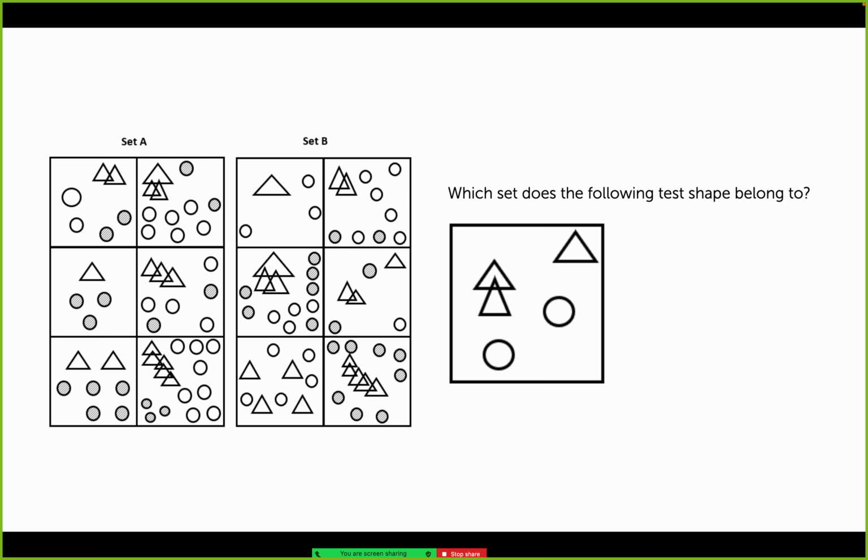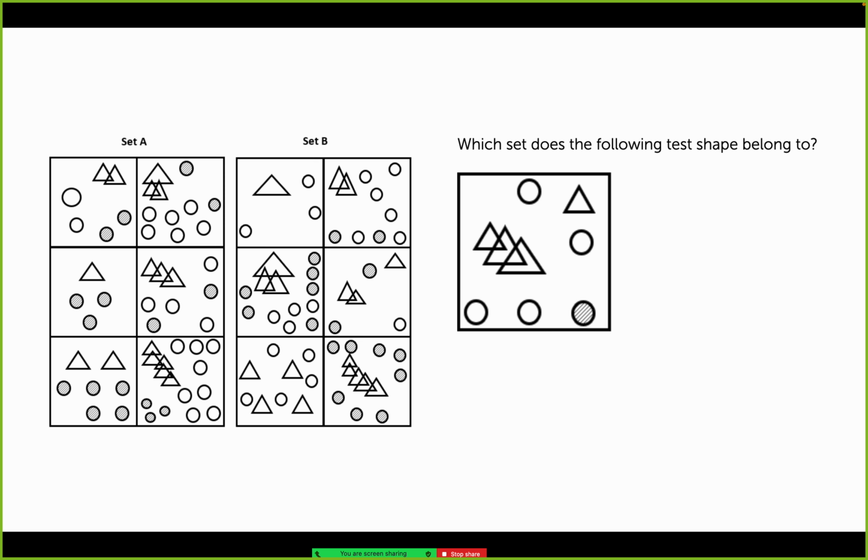So in set A, the number of intersections is equal to the number of grey circles. And in set B, the number of intersections is the number of white circles. So because there are two intersections, it's set A. Good. Well done. What about the next one? I don't want to waste time in explanation because you are doing correct. Yeah, go for it. Set A as well. Very good.